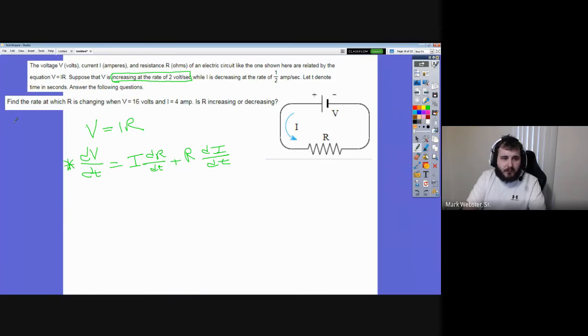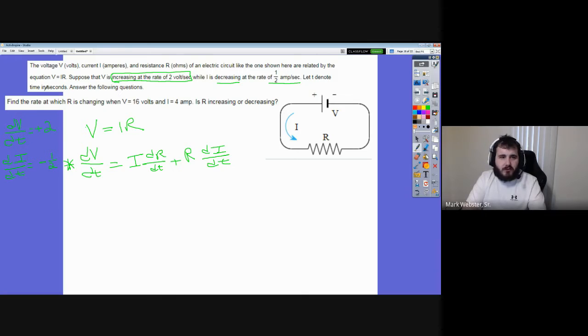Or if they tell you volts per second, that should tell you dV dt, right? So look, what we've got, dV dt is increasing, that's positive, at the rate of 2 volts per second, while I is decreasing at the rate of 1/2 of an amp per second. An ampere being the unit of current. So again, rate of, so we're talking about dI dt. And that is decreasing, so we know it's negative 1/2 amp per second.